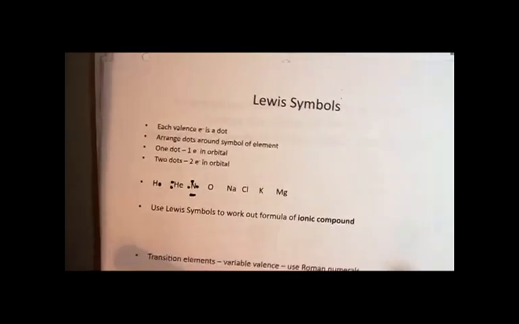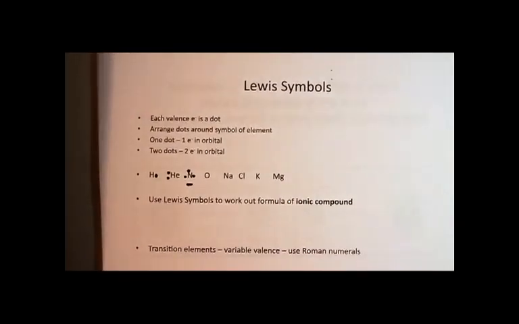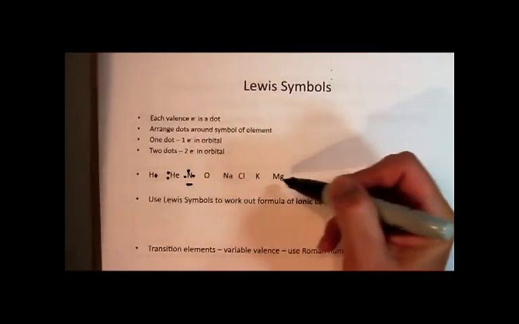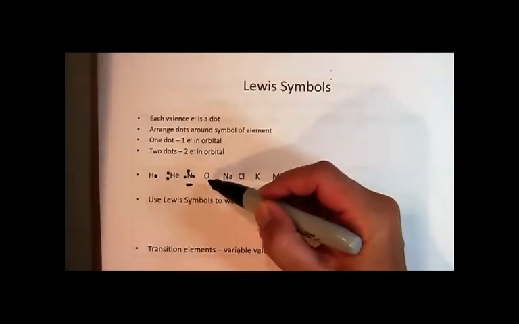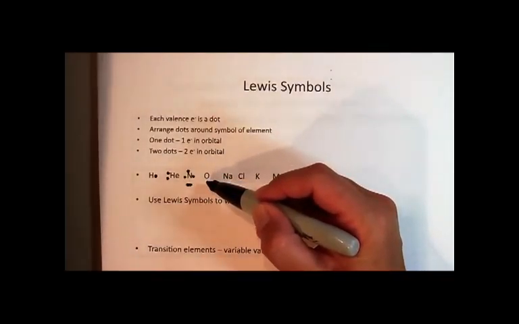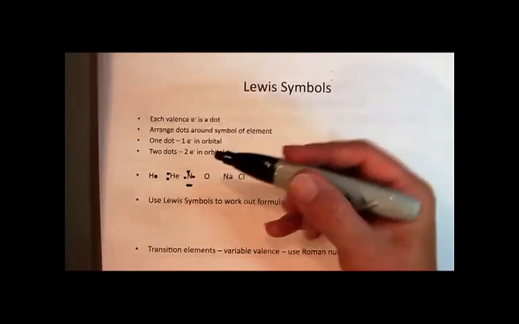All right, so to be quick about it, you can predict the Lewis structure by finding where the element is on the periodic table, and then you can say what the valence electrons are based on the group that it's in, and then you can draw a little symbol.